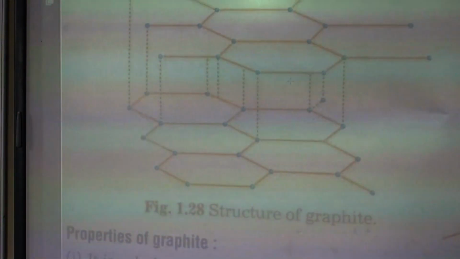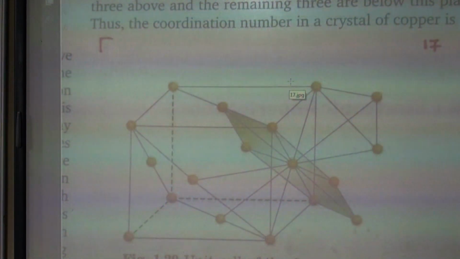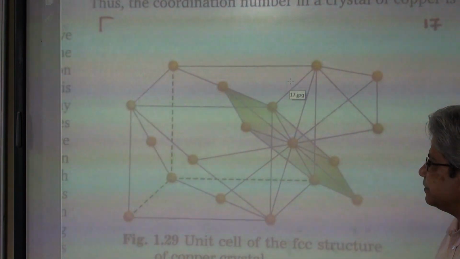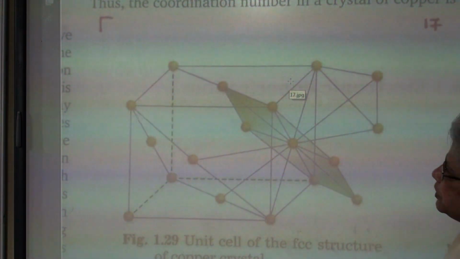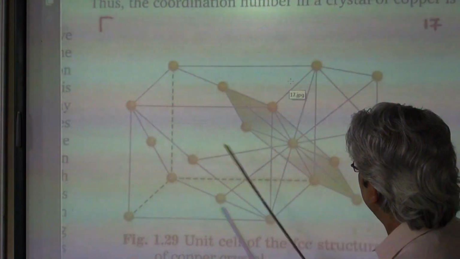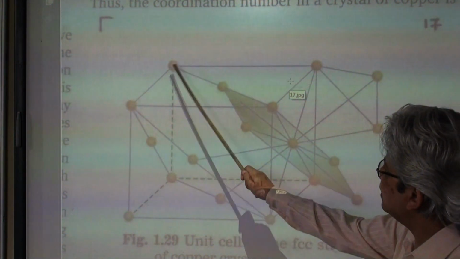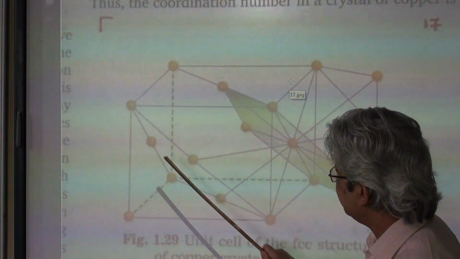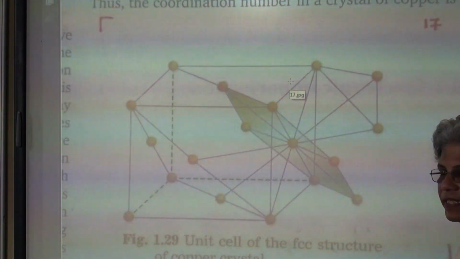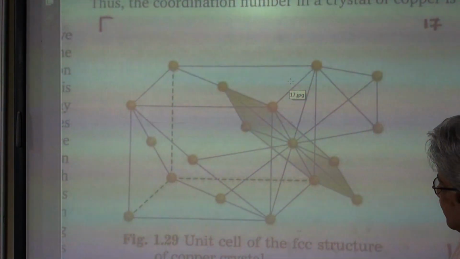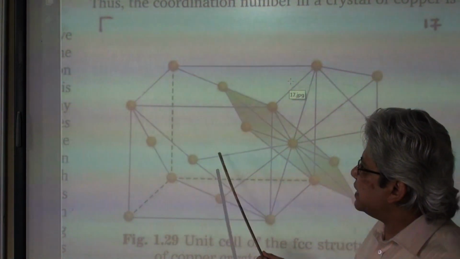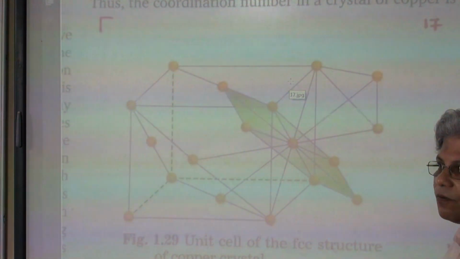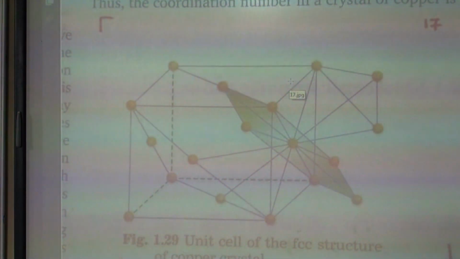Next one, we see copper. Copper also, you can see, this is the unit cell. Don't look at this first. This is the unit cell, and we have one particle at the corner, one particle at the face center. So it has a face-centered cubic structure. Now as it is a face-centered cubic structure, simple, we know how many particles are there in one unit cell and other points.